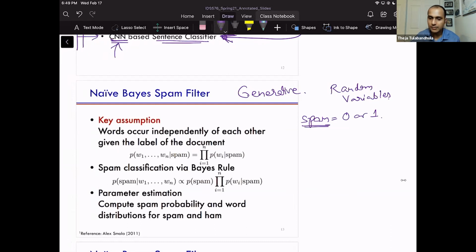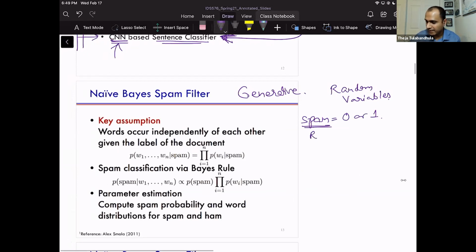I just gave a word as a variable, but you can call it y if you want. This is going to be a random variable. It's a binary random variable. RV is just a short form for random variable.